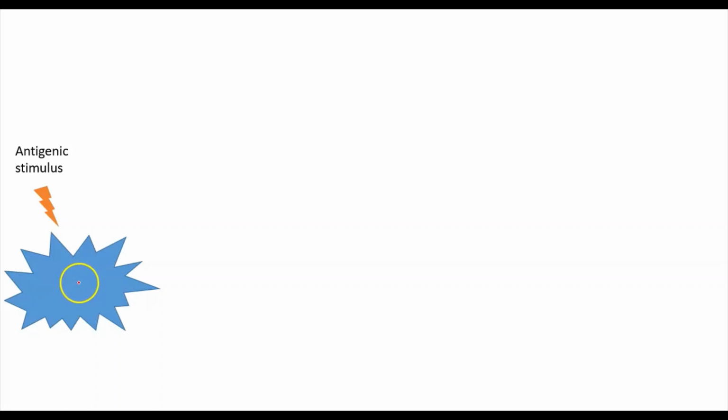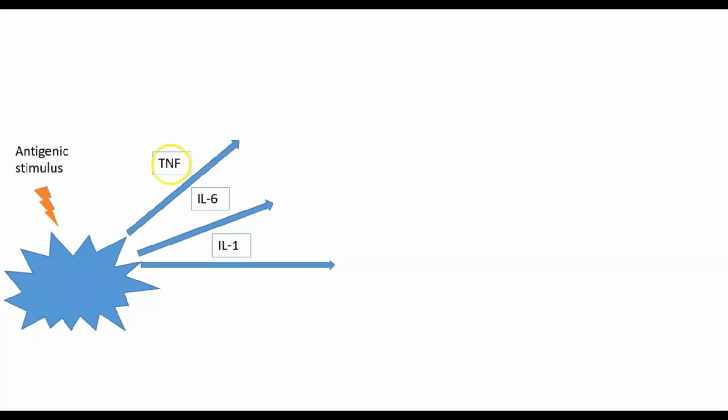response. Upon detection of a foreign antigen by these innate cells, a number of pro-inflammatory cytokines are produced, namely TNF, IL-6, and IL-1. These cytokines all have overlapping actions which drive the clinical manifestations that are seen in a patient who has an infection or sepsis.